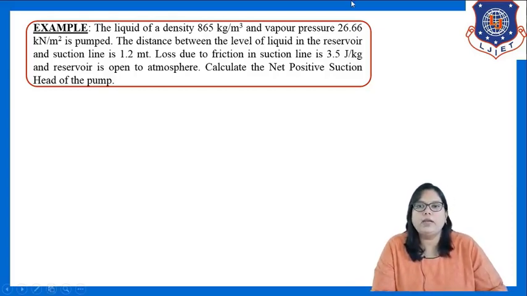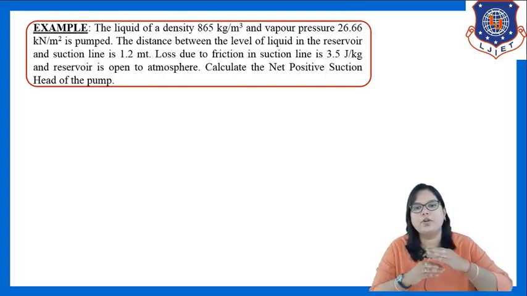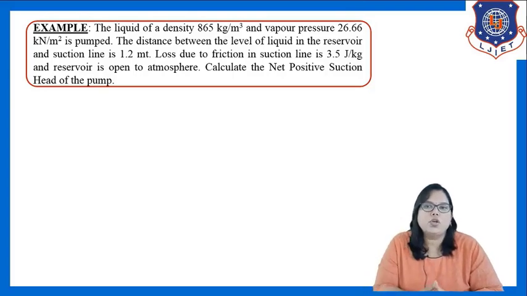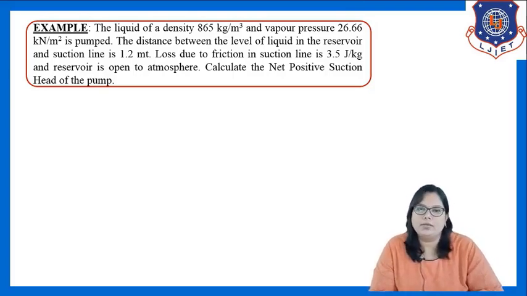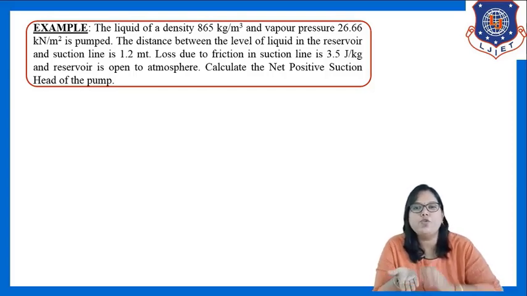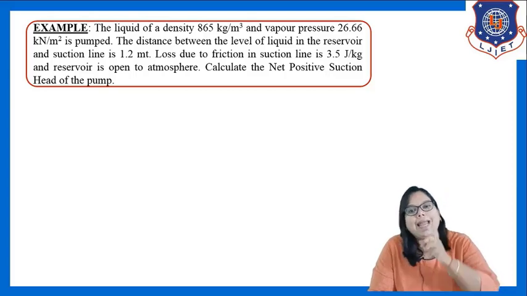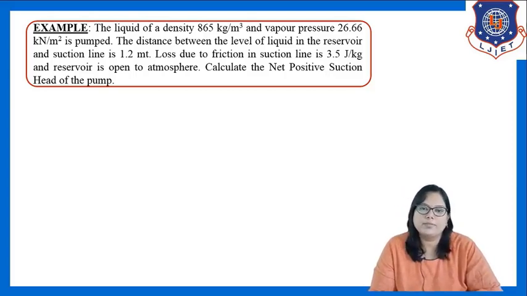The distance between the level of liquid in the reservoir and suction line is 1.2 meter. Now we have to pump this liquid from this level to this level. So the distance is given. Loss due to friction in suction line is 3.5 joule per kg, and the reservoir, that is the tank from where you have to transfer the liquid, is open to atmosphere.